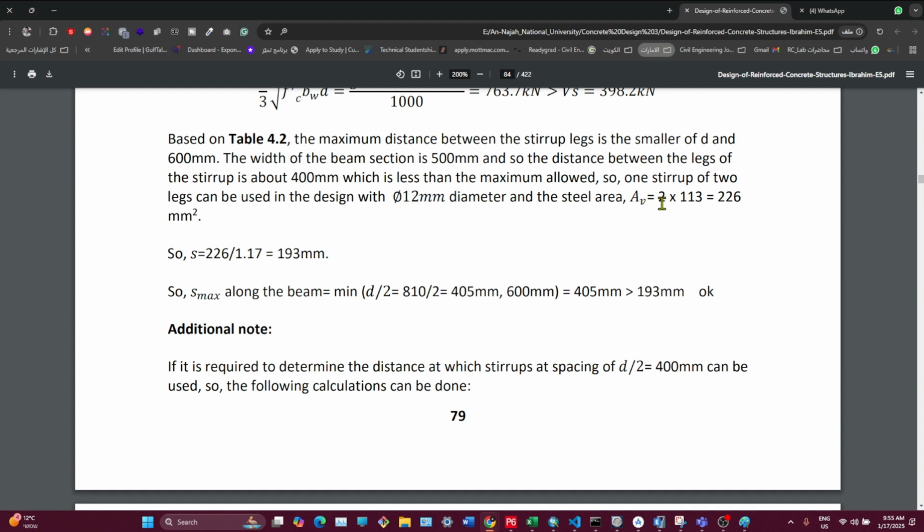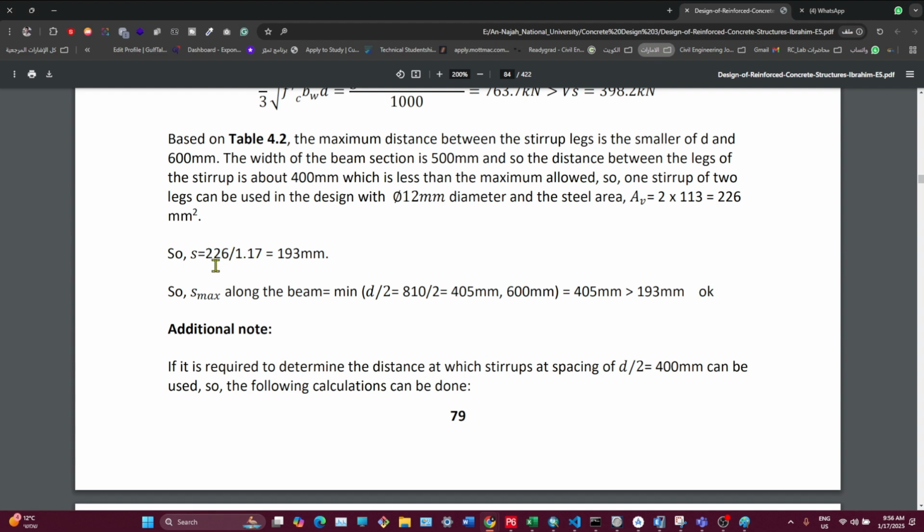And we have AV, therefore, 12 squared times pi over 4, which is 33.14, times 2, because we have two legs that have the capacity to resist shear forces. Then we can compute AV in millimeter square. Now we have the area, we divide the area by 1.17, which is the AV.